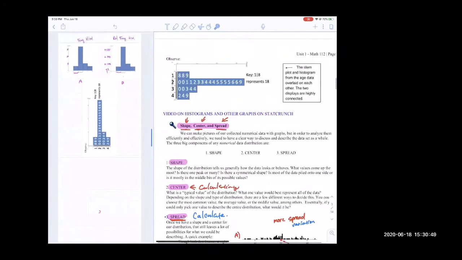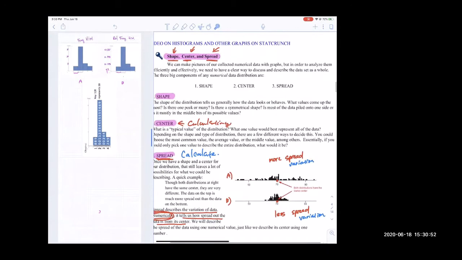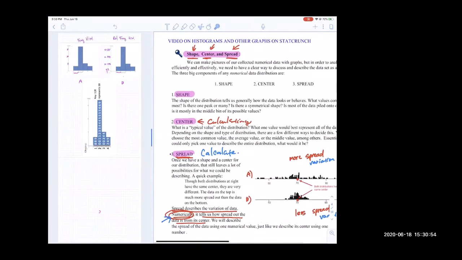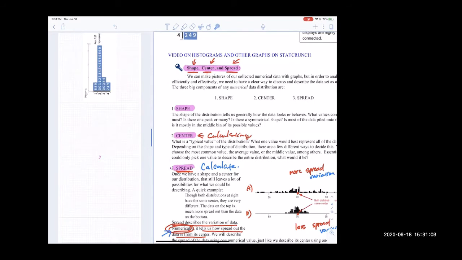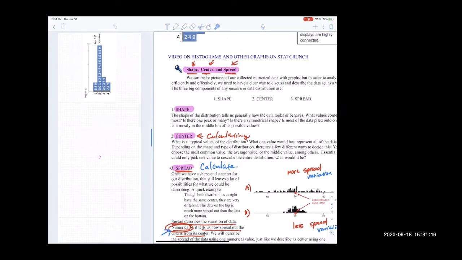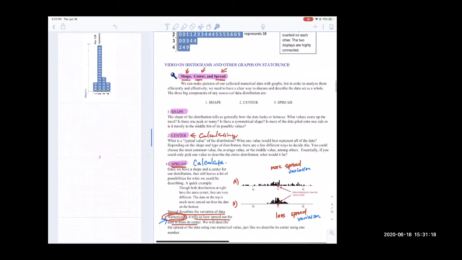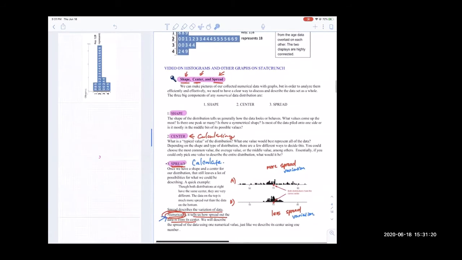All right, okay. So the key things that you want to realize when we're graphing our stem plot or histogram is we want to look at the shape. Okay, that's the most important thing. Once we recognize what shape we're dealing with, we can calculate the center and calculate the spread. Okay, so what is a shape? The shape is a distribution that tells us generally how the data look or behave.